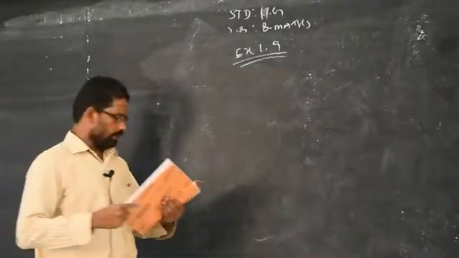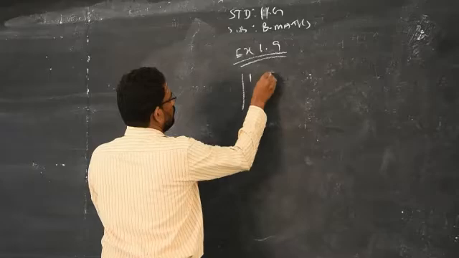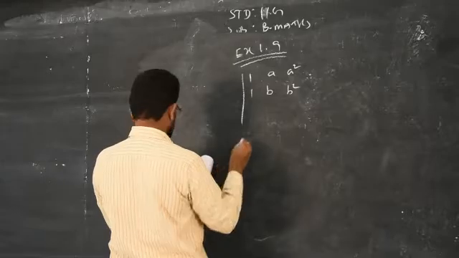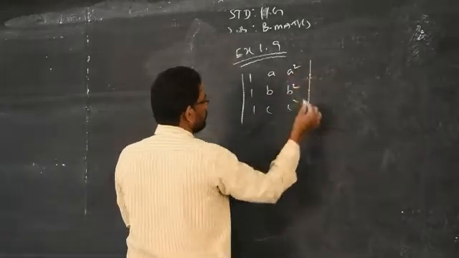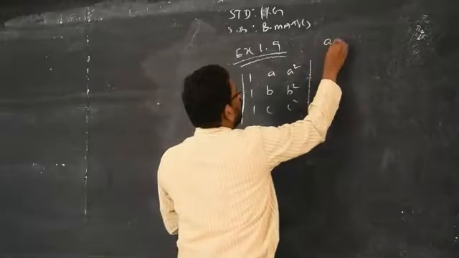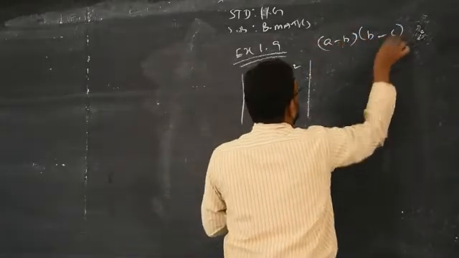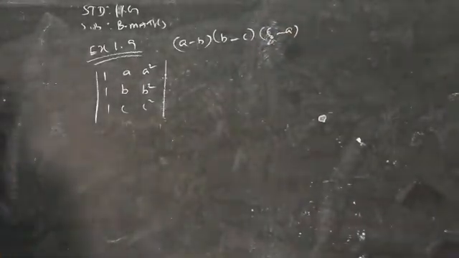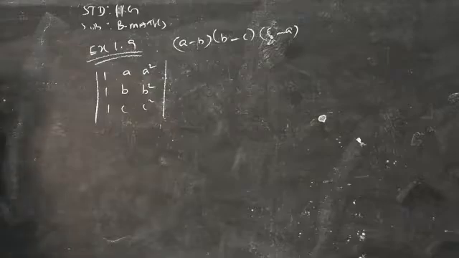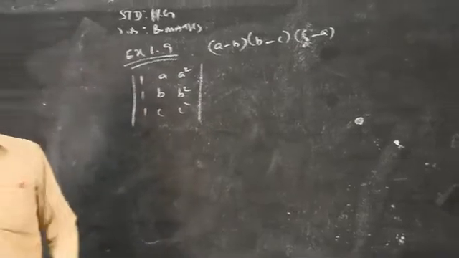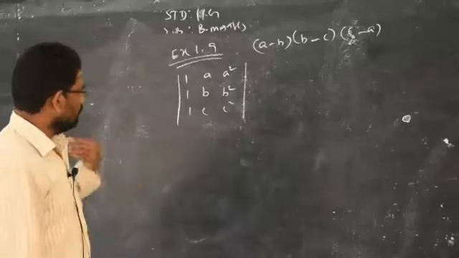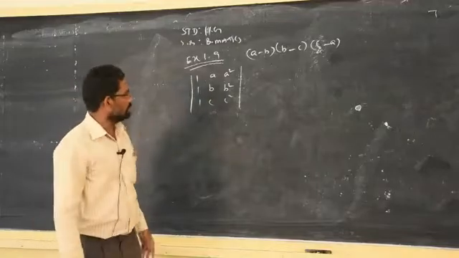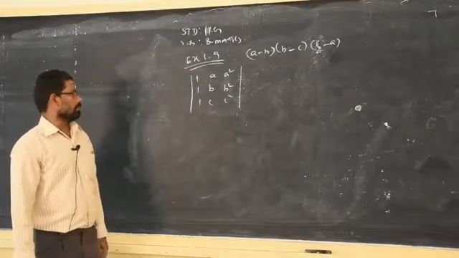You have to show that the determinant with rows 1, a, a square; 1, b, b square; 1, c, c square equals (a minus b)(b minus c)(c minus a). So this is a determinant. I told you already, you can apply addition, subtraction, multiplication, taking a number as a common factor, whatever you can apply in a determinant. No conditions, provided some properties are there, use the properties.